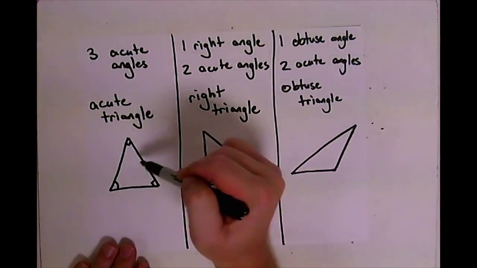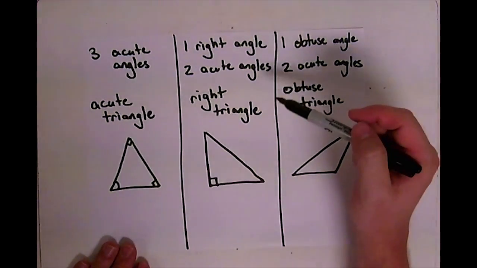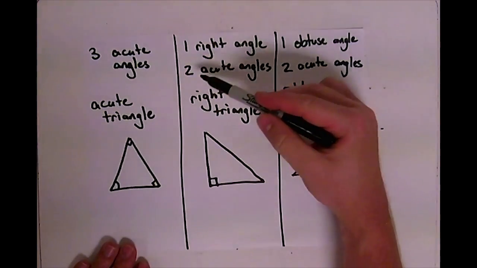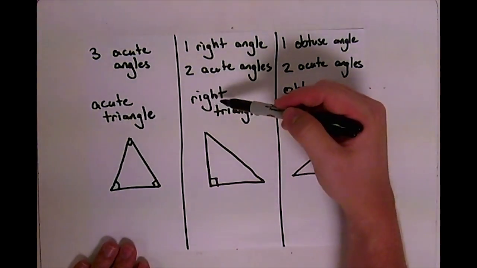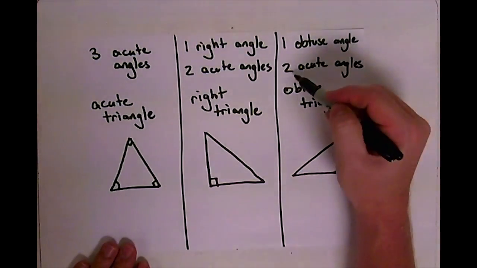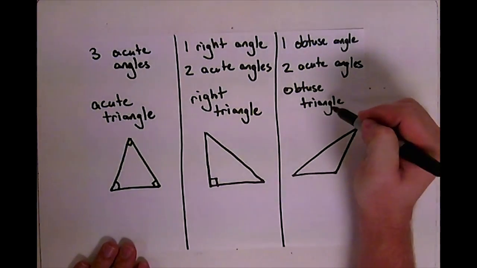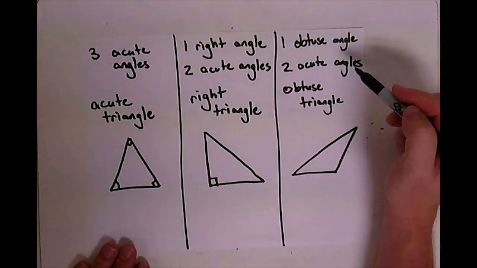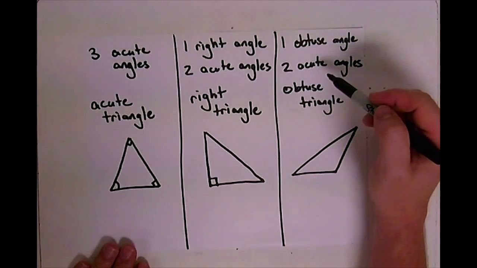If you have all 3 angles acute, then it's an acute triangle. If you have just one right angle and the other 2 are acute, then you have a right triangle. If you have one obtuse angle and the other 2 are acute, then you have an obtuse triangle. This is the rule. I hope you remember it because it's pretty easy. Just remember to measure all of the different angles.